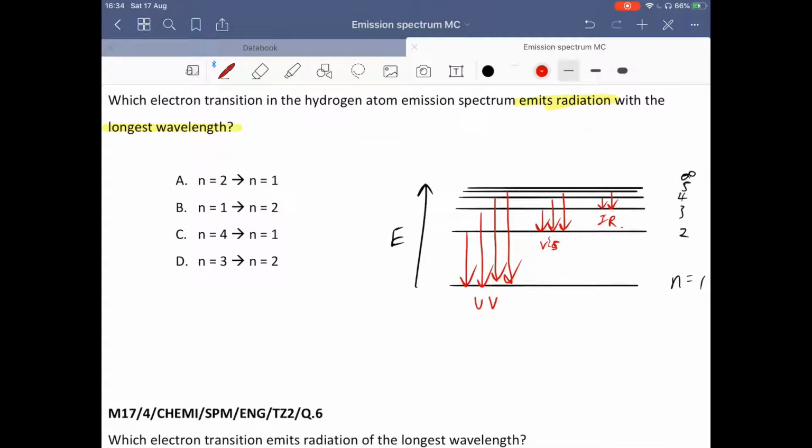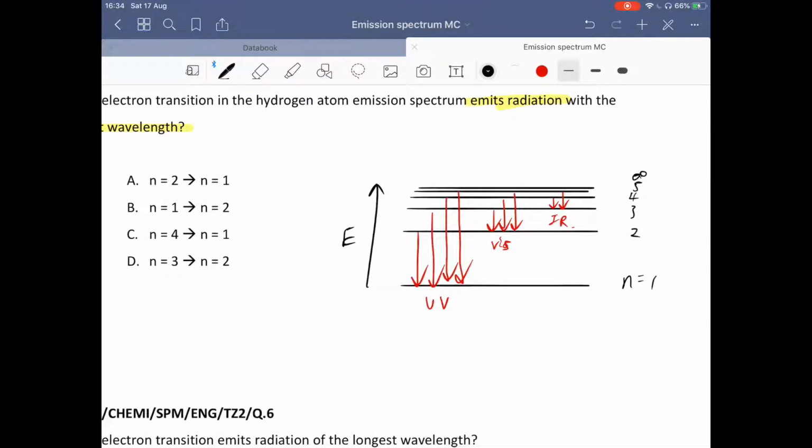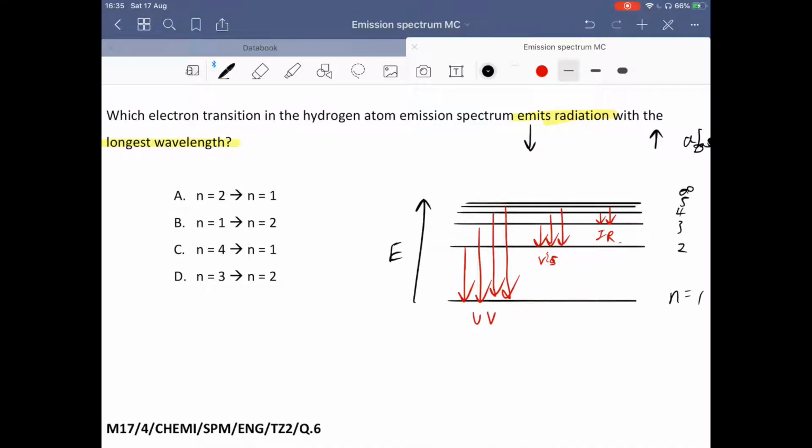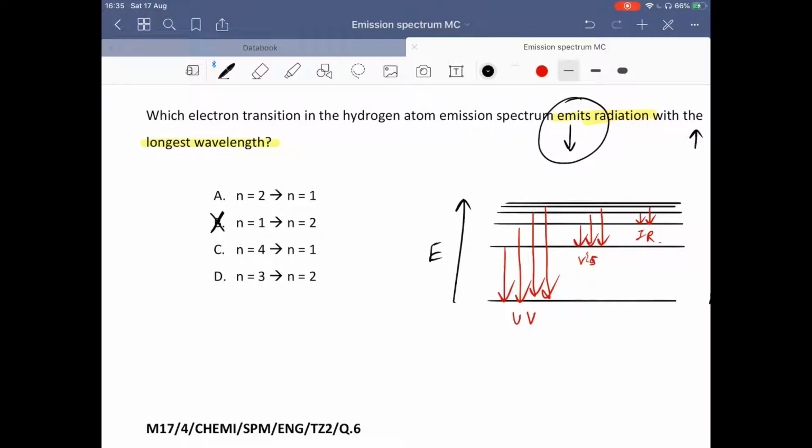So let's look at these questions. Emit radiation. Sometimes the MC question will ask absorb radiation. Emit radiation is go down, electron transition from high to low energy level, whereas absorb radiation is go up, from low to high energy level. So let's look at these four choices. Now we have to choose the one from higher to lower energy level. So we have to eliminate answer B, because that's from the first to second energy level, which is absorption. So now we have answers A, C, D.